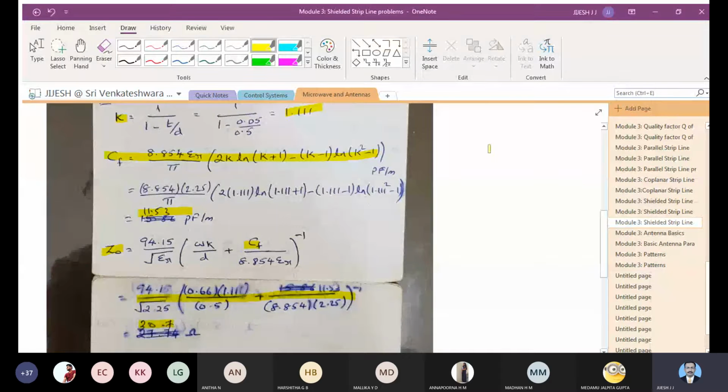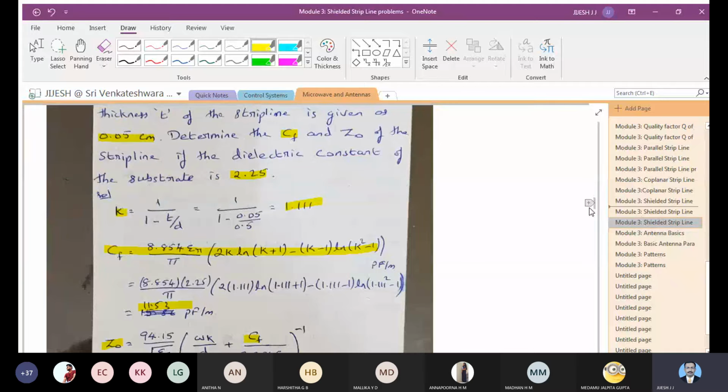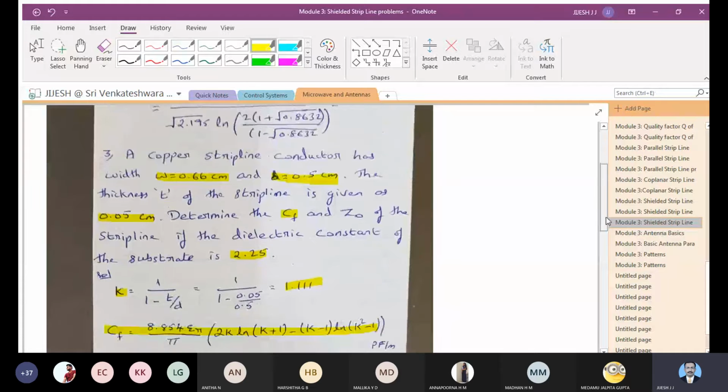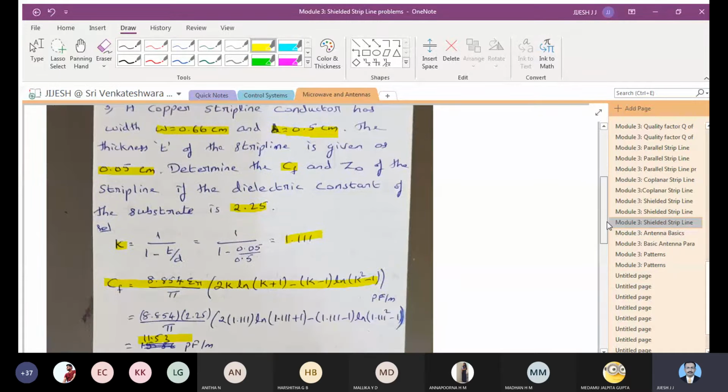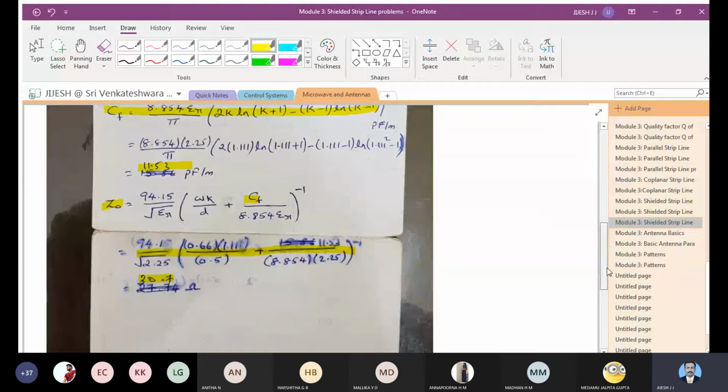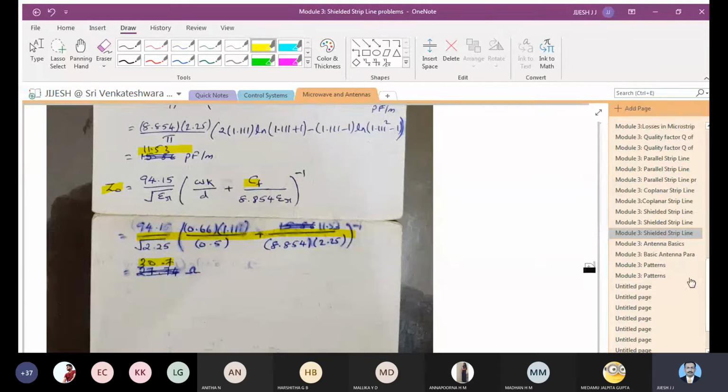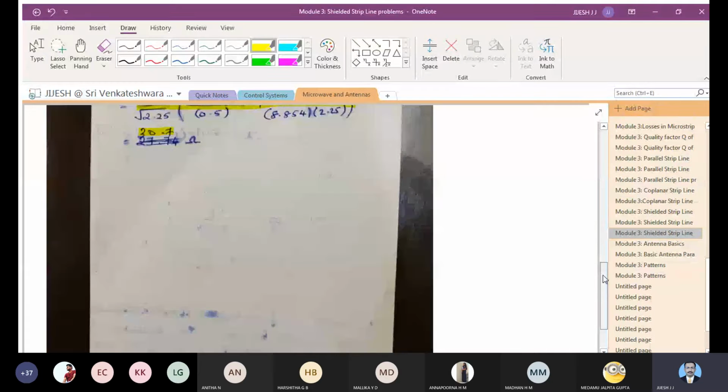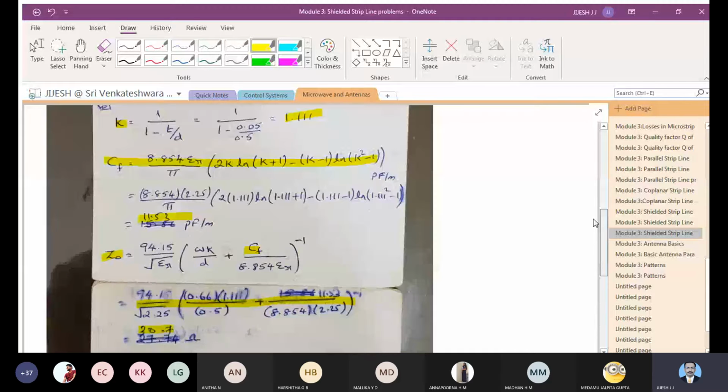So we have done with the problems of shielded strip line. We got the answer for Z0, and these are some of the problems which we need to know. With a few changes in values, you will get different problems also, but the equations and the methodology will remain the same. So it is not so difficult to solve this kind of problems, where you have to find out the fringe capacitance and characteristic impedance Z0. So all those things for shielded strip line.